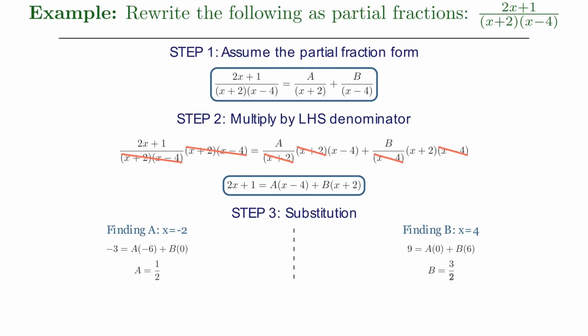So now we've found all of the unknowns. We substitute the A and B back into the original partial fraction form. This gives us (2x + 1) over (x + 2)(x - 4) is equal to (1/2) over (x + 2) plus (3/2) over (x - 4).